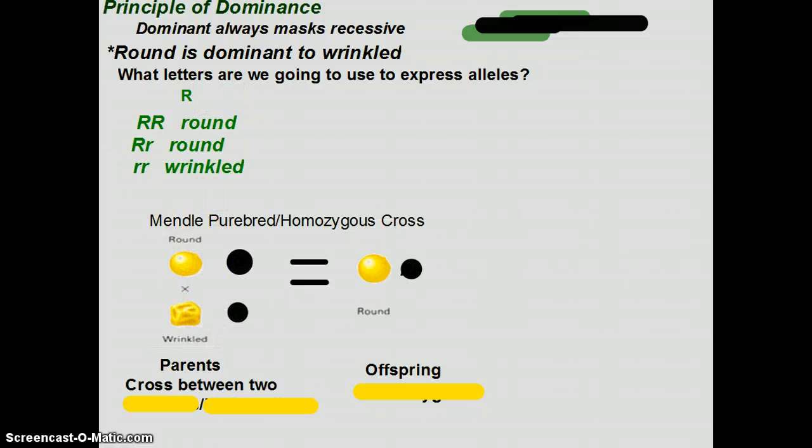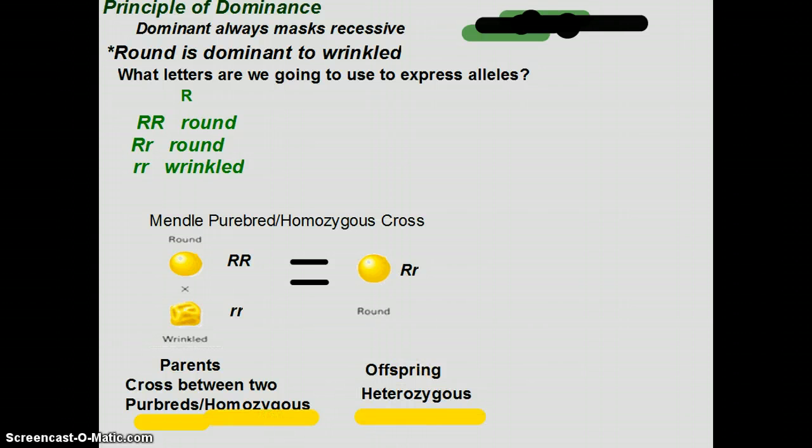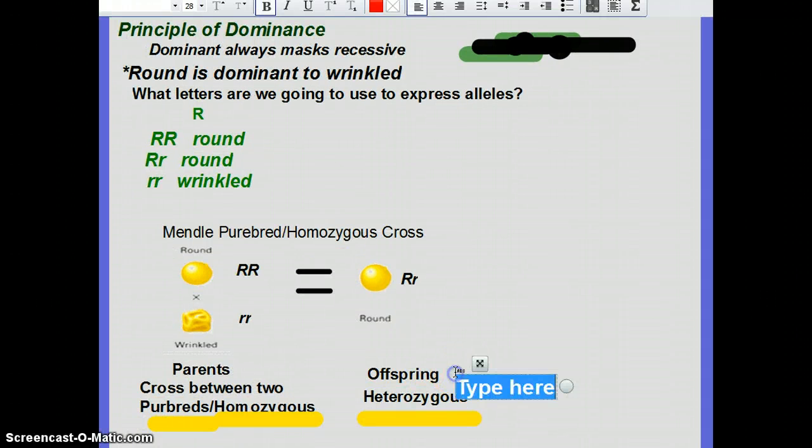So here's another example of Mendel's purebred cross with visuals. Round, we know is going to be capital R because it's homozygous or purebred. And wrinkled will be little r. If I cross these 2 parents, I'm going to get a round offspring because the dominant always masks the recessive of a heterozygous offspring. This cross is called a purebred or homozygous cross, and the offspring is heterozygous, and we call this offspring F1 or hybrids.